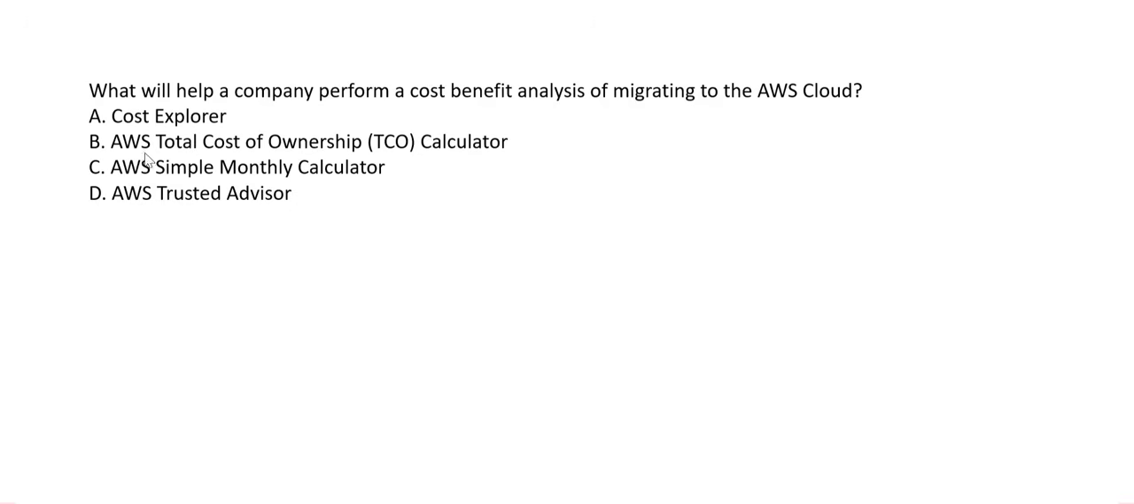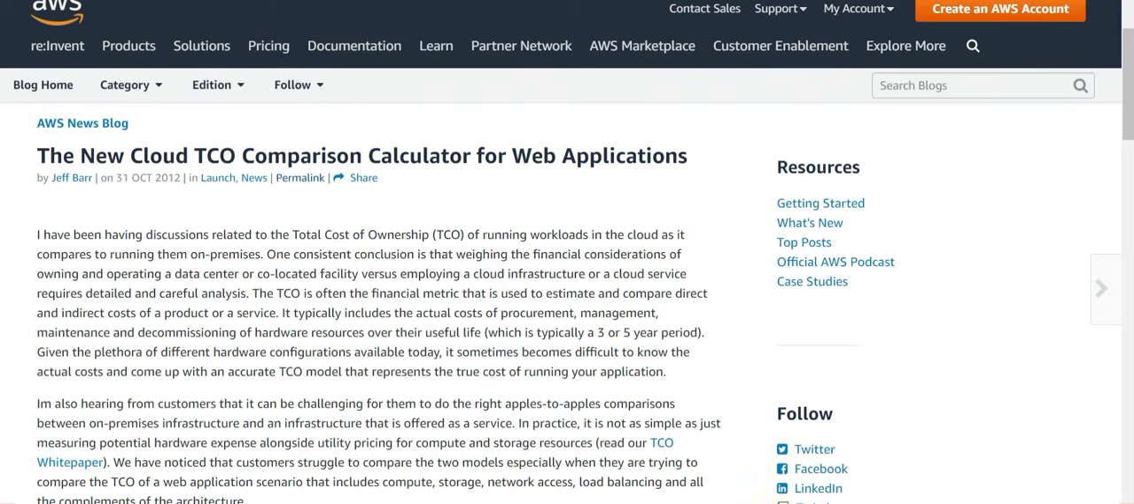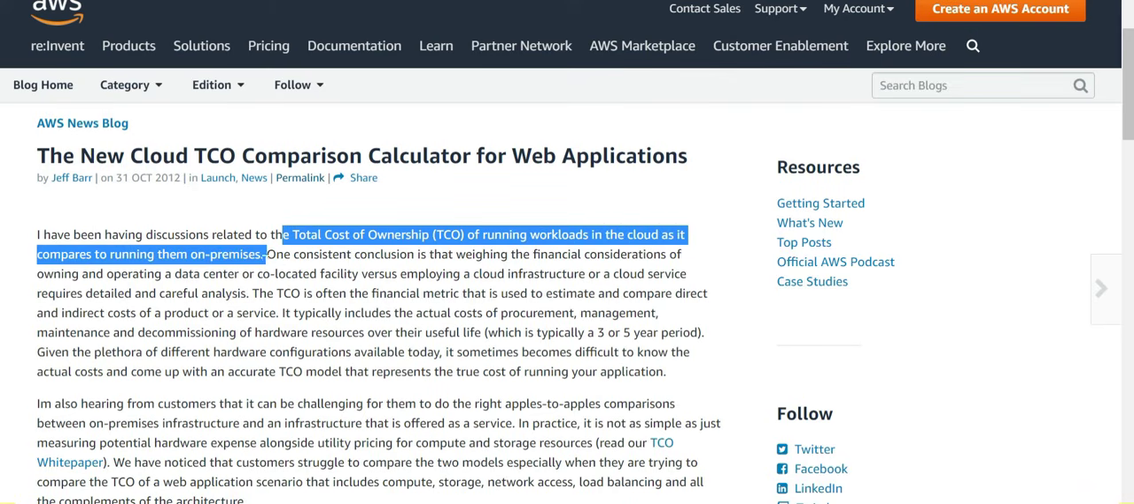Now the other option says AWS total cost of ownership calculator. Let's look at this one as well. If you see this website, there's a fantastic AWS blog. Here it says the total cost of ownership of running workloads in cloud compares to running them on premises. This is what we need.